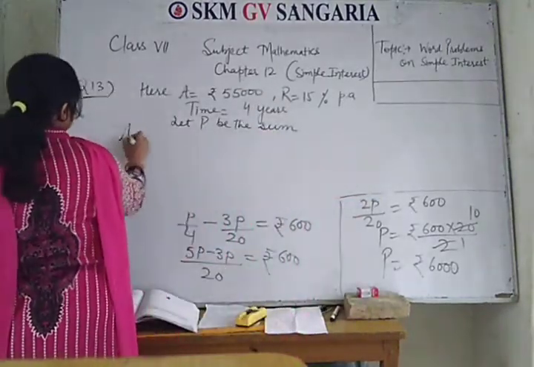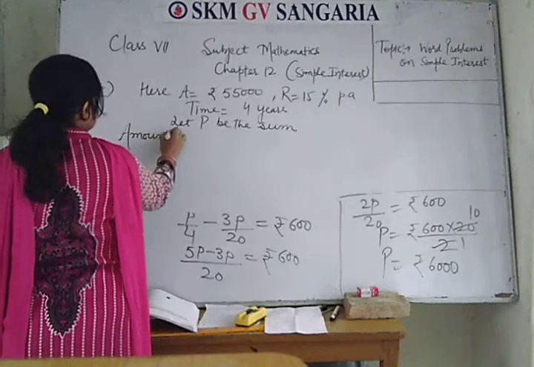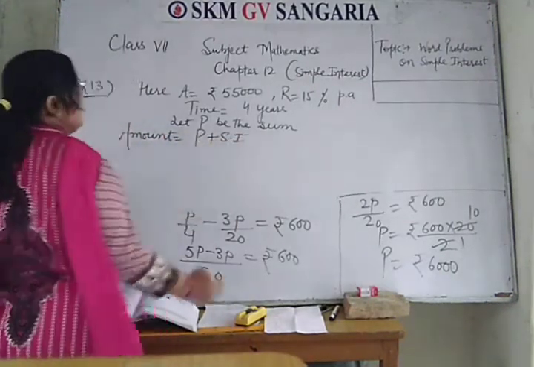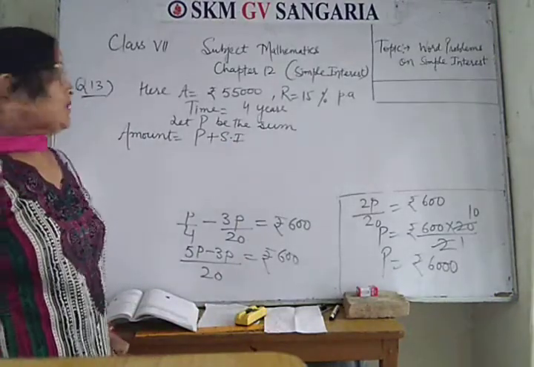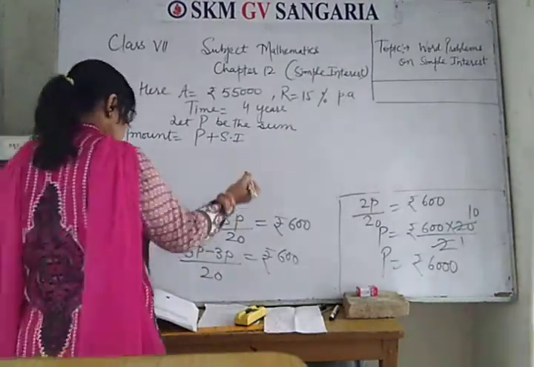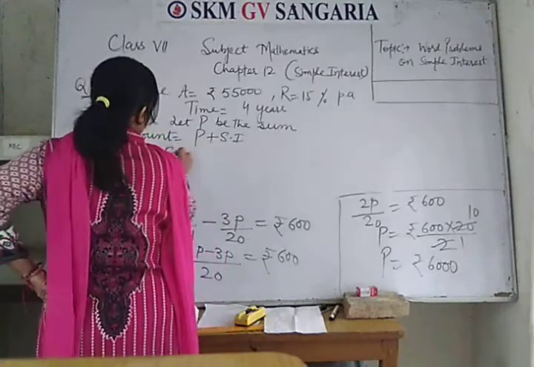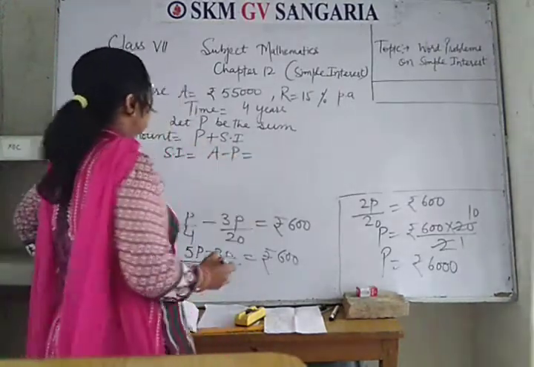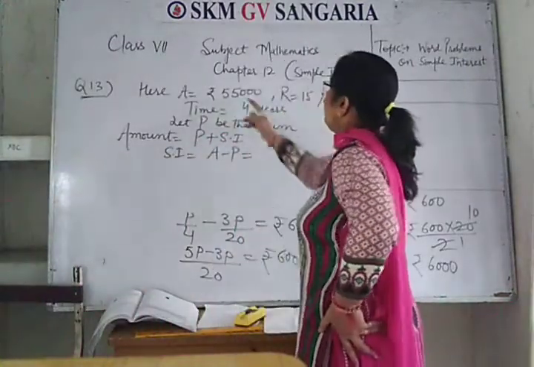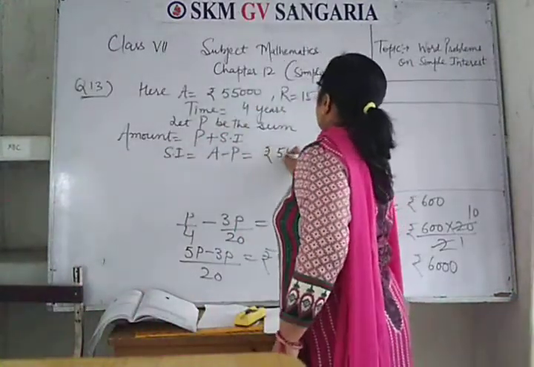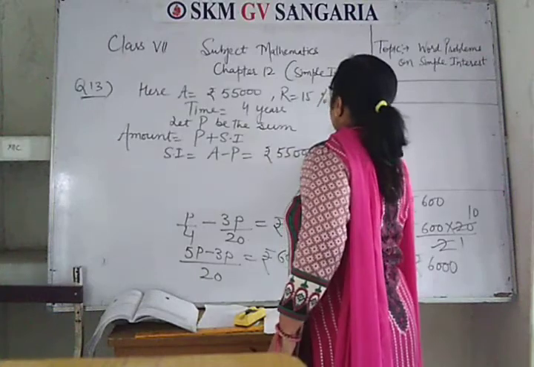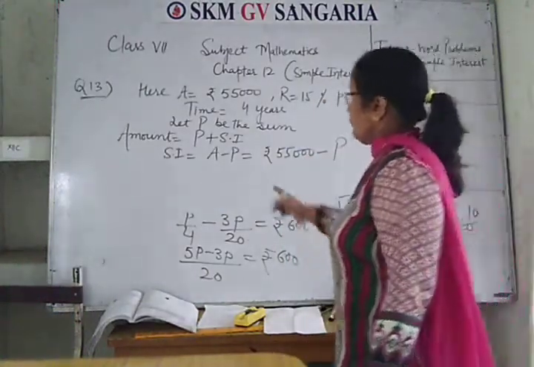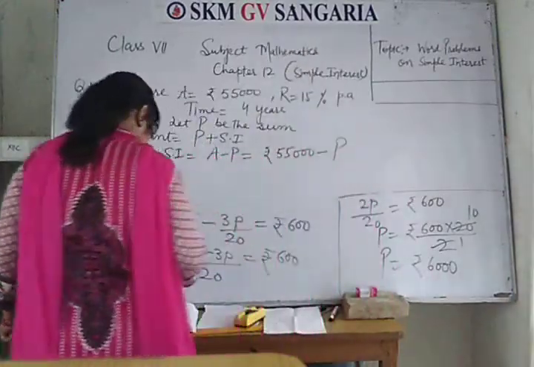So amount is equal to principal plus simple interest. So simple interest will be A minus P, which is how much? A is rupees 55,000, so 55,000 minus P. This is the simple interest. Okay, we have got simple interest.